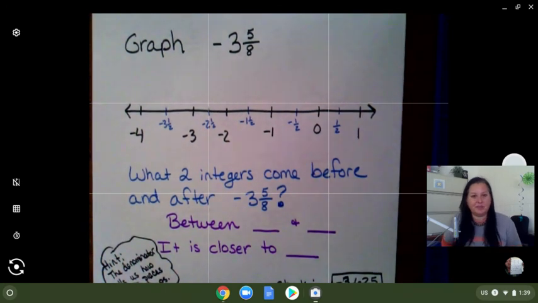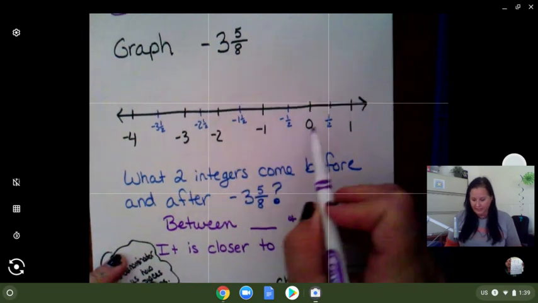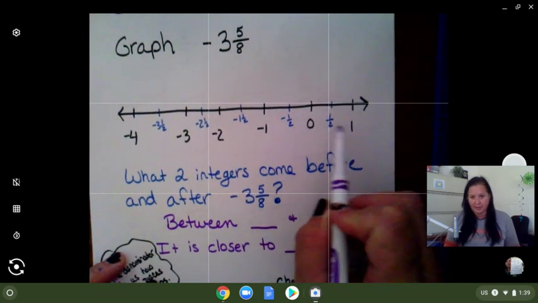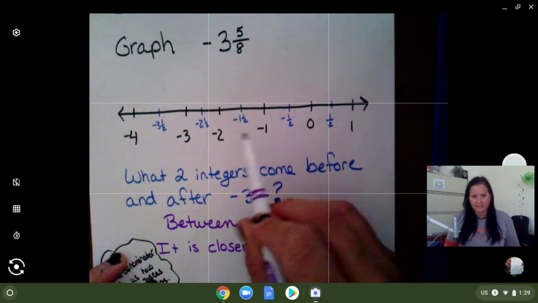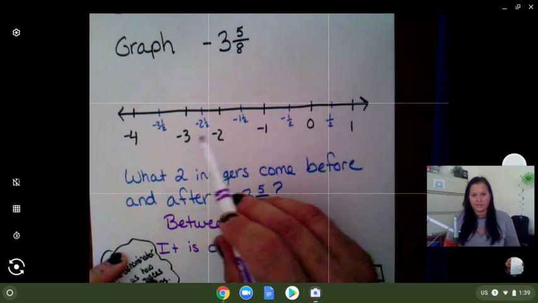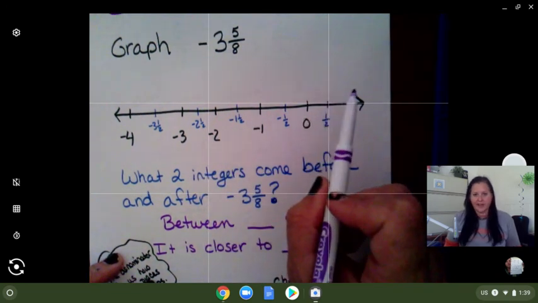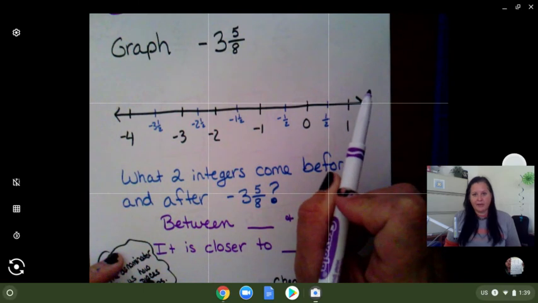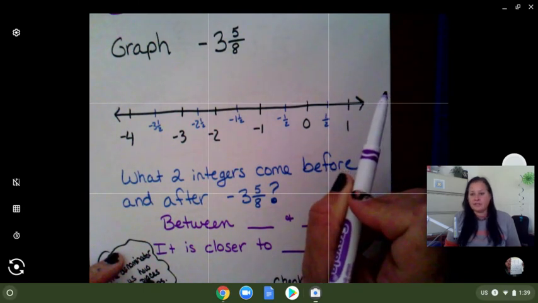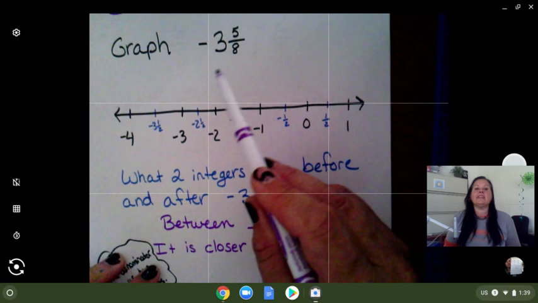Okay, so we're going to graph -3 5/8. So here we have our 0. These are positive numbers. These are negative numbers. So if I were going to do 3 and 5/8 going positive, it would be after the 3. So 3 and 5/8 going negative is to the other side.